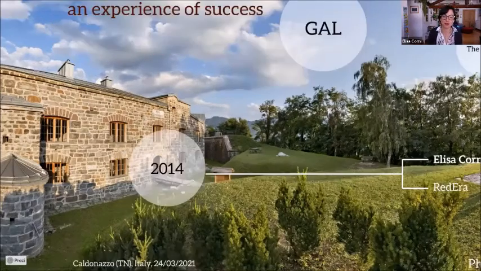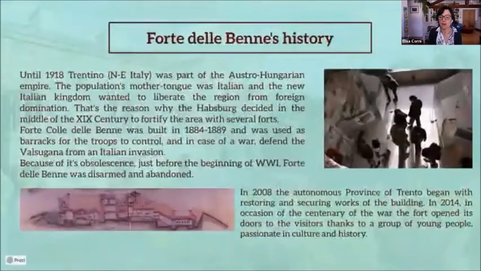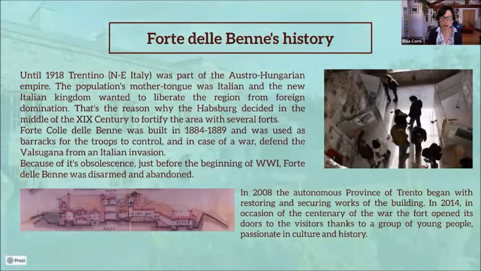So this story begins in 2014, or to be more precise, in the past. Forte delle Benne is an Austro-Hungarian fortification built in the 80s of the 19th century. Why are we talking about Austro-Hungarian while we are in Italy today? Because until 1918 and the end of the First World War, Trentino, northeastern Italy, was part of this empire. But it has always been an Italian mother language area. That's the reason why when Italy began its reunification in the 19th century, they wanted to conquer this area and unify Trentino with the rest of Italy. Maybe you have heard the name of Garibaldi. He is a very famous historical figure in Italy, and he is one of the persons who made the reunification possible.